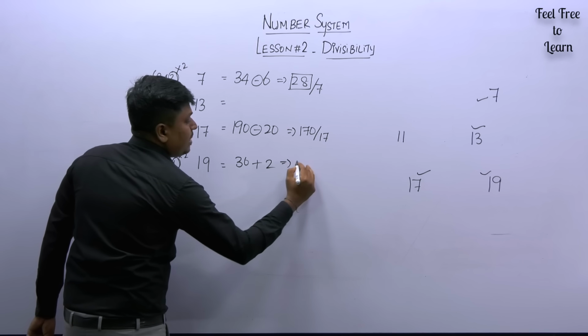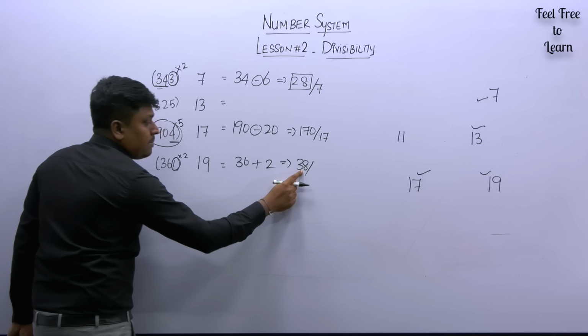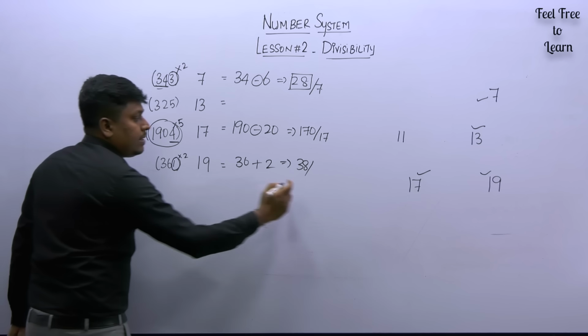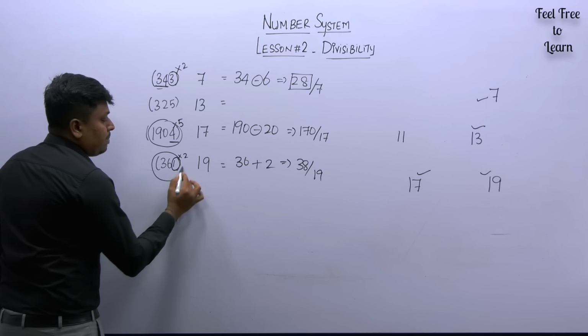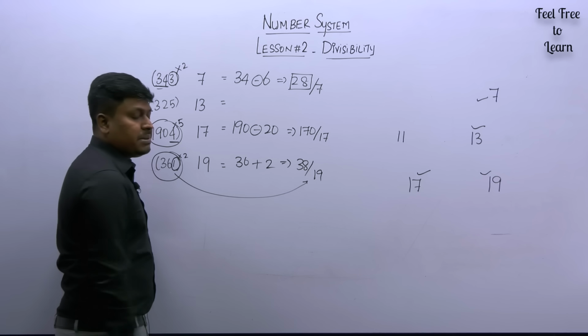36 plus 2 will be 38. So now check whether number 38 is divisible by 19. Yes, 2 times it is divisible. So finally we can say that this complete 361 will be divisible by 19.